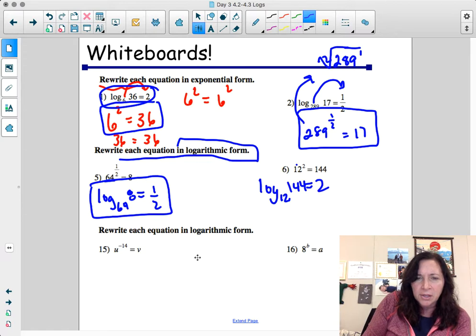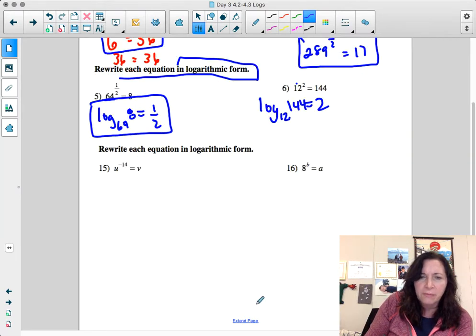Rewrite each equation in logarithmic form for these two problems right here. So I would bring this out front. So I have negative 14 log... I'm not sure that's actually what they want. I was going to say negative 14 log u equals log v. Let me just show you what that looks like.